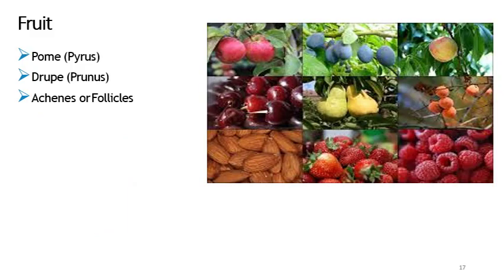This family majorly contains three forms of fruit, and one is pome. In this, the outer skin and edible portion of the fruit are formed from the thalamus, and the carpel develops a central cartilaginous core. The second one is drupe. In this case, it is a succulent fruit in which the mesocarp forms the edible portion of the fruit, and the endocarp forms a hard shell or stone. In the last, we have achenes or follicles. In this case, it is a fruit in which the pericarp is membranous or leathery and free from the seed coat or testa.